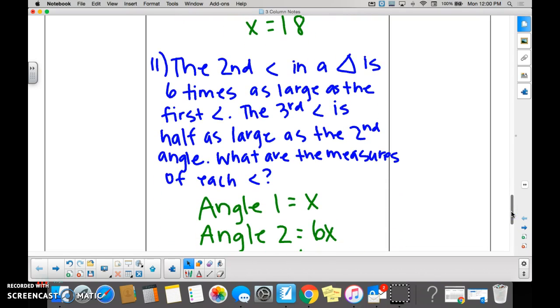And finally, what did we think was important here? We have to combine like terms and name the variables.